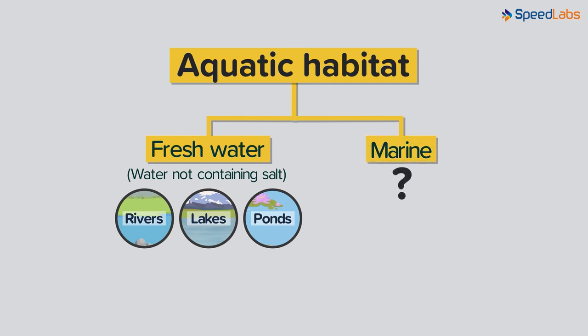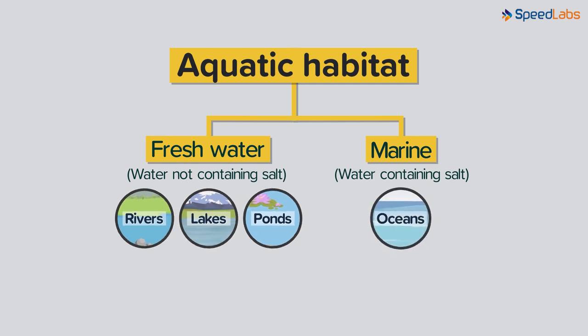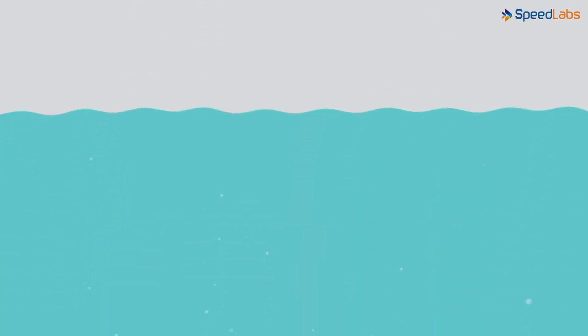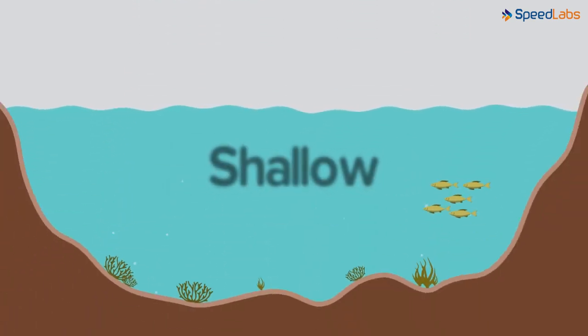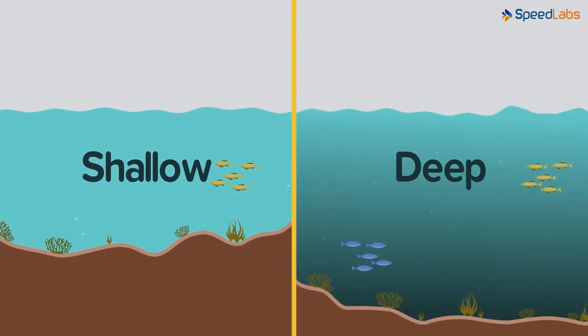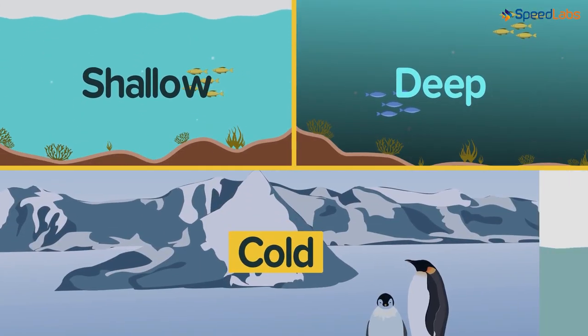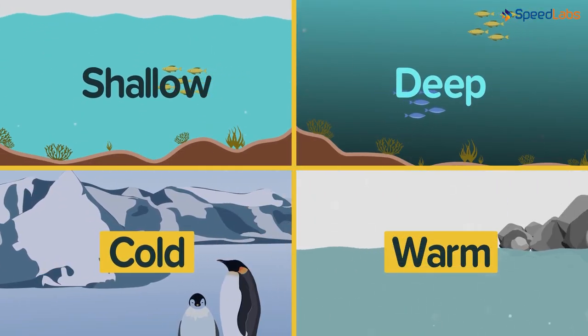So what will marine water habitat be? It is an aquatic habitat with salt water in it, which means the oceans or the seas form the marine water habitat. In spite of all these habitats having only water, the conditions in each can be different. For example, some of these may be shallow, others deep, some can have cold water, others are warm, and finally, some may have higher oxygen levels than the others.